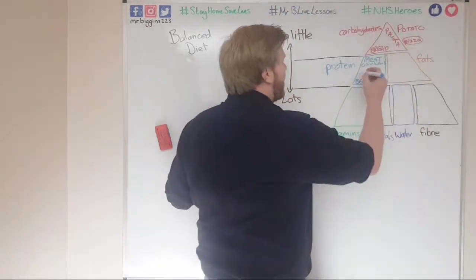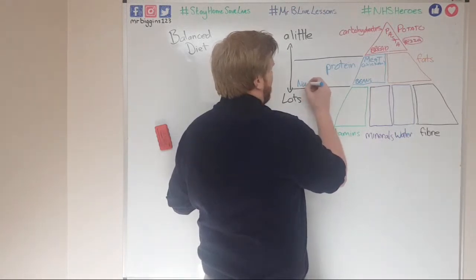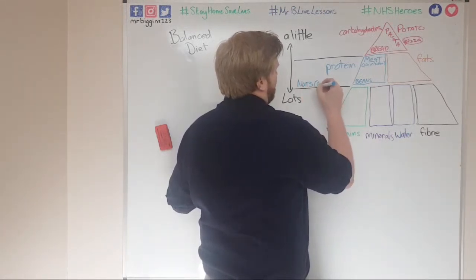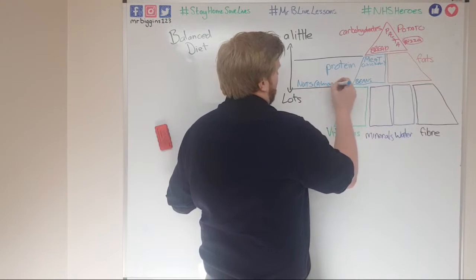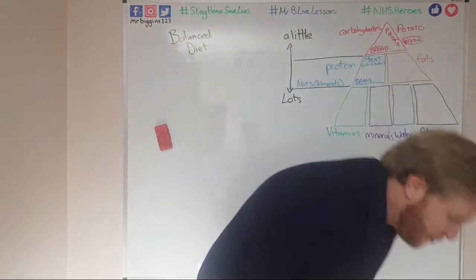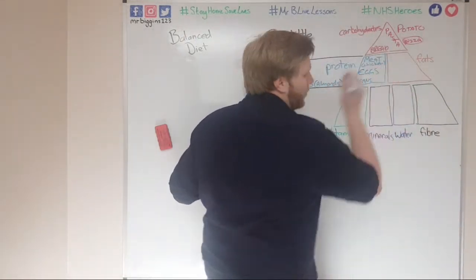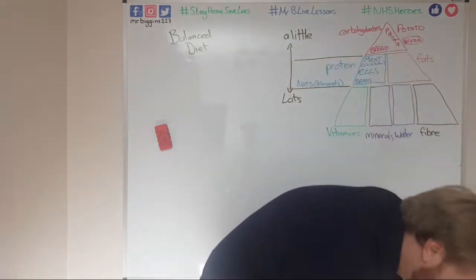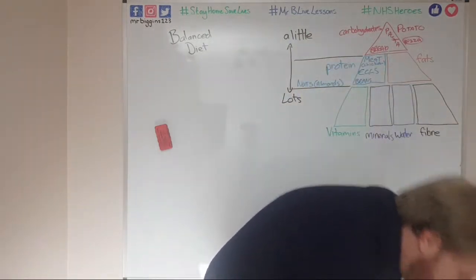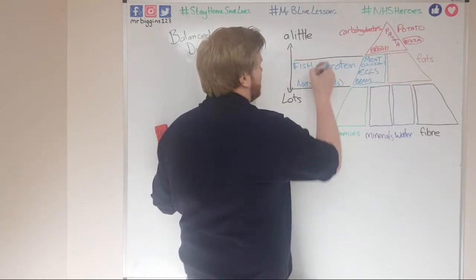Yes, people saying almonds. So what I'll do there is I'll put nuts, almonds, peanuts, things like that. They tend to have protein in. Brain, someone said eggs there. Eggs have lots of protein in them. Well done, Ollie there.